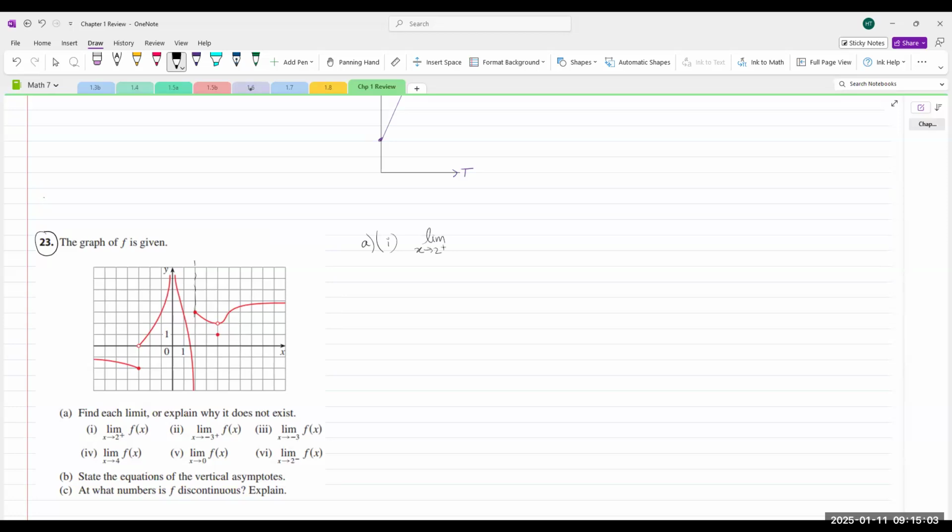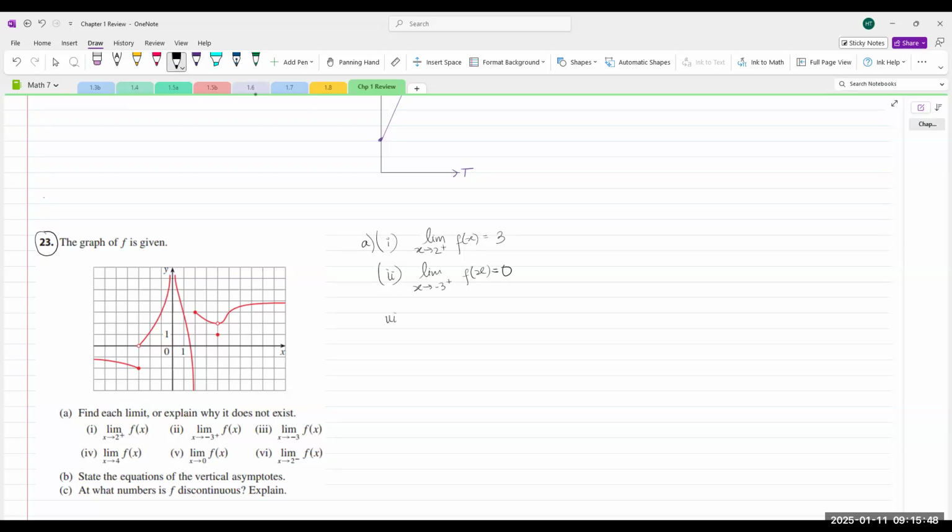So part A, the first part is the limit as x approaches 2 from the right-hand side. This is x equals 2. When you approach from the right-hand side of that f(x), what is the value? 1, 2, 3. It is equal to 3, right? The second part, the limit as x approaches -3 from the right-hand side again. So x equals -3. When we approach from the right-hand side, the y value goes to 0.